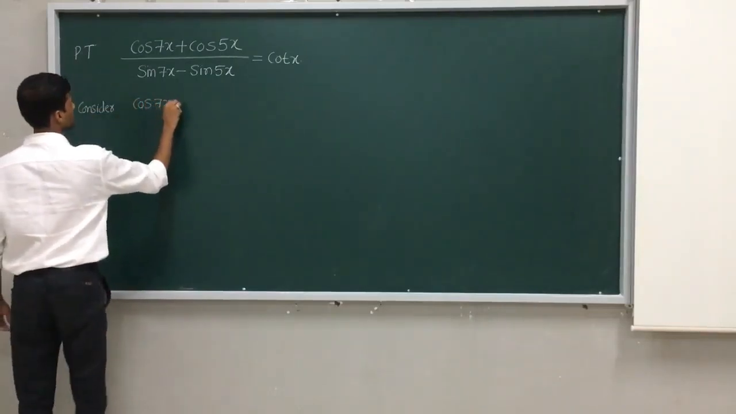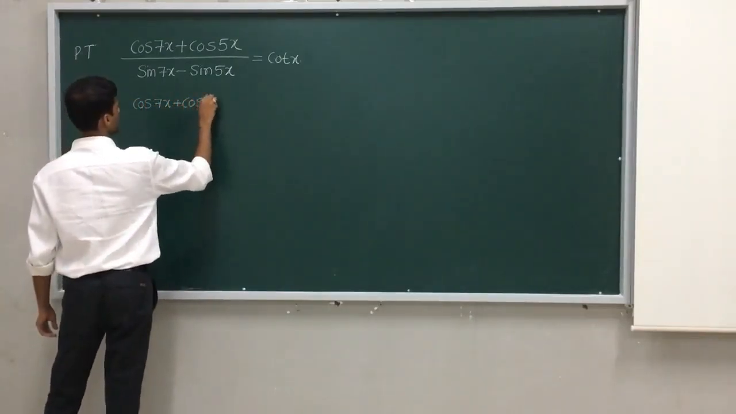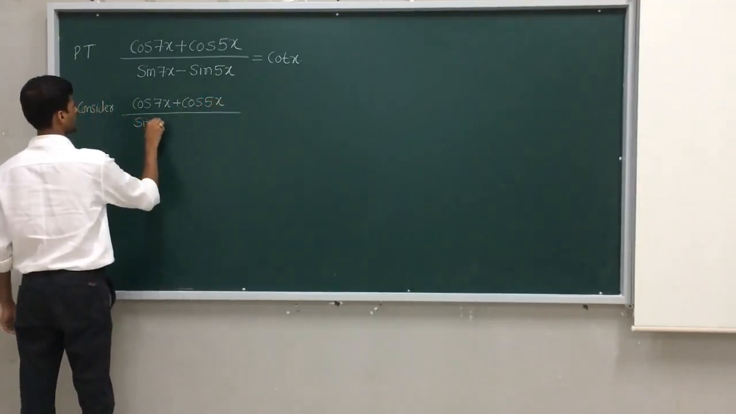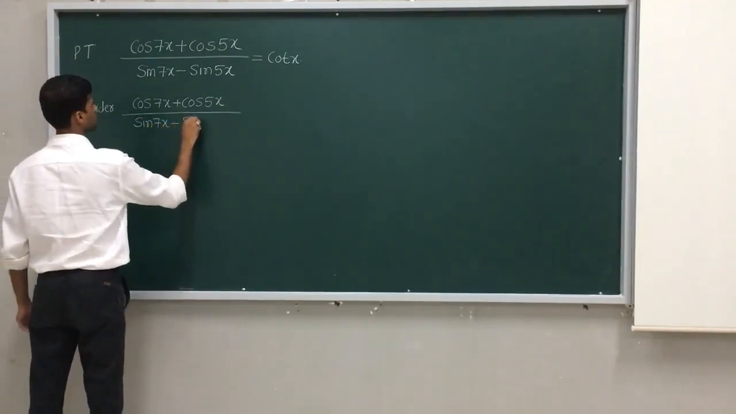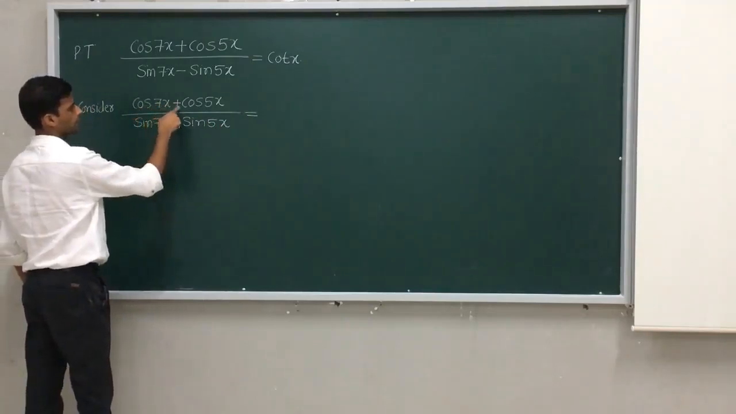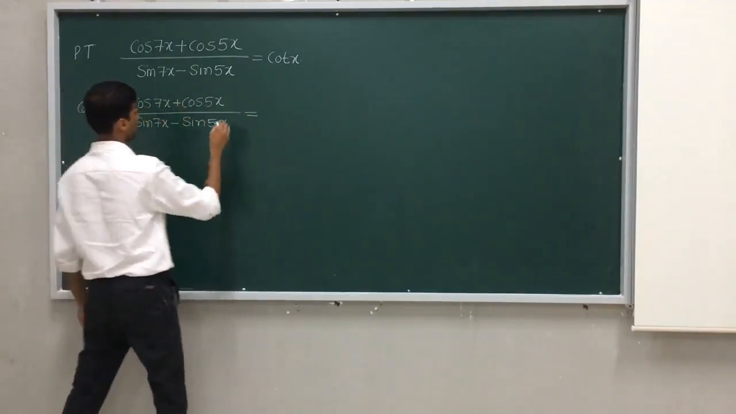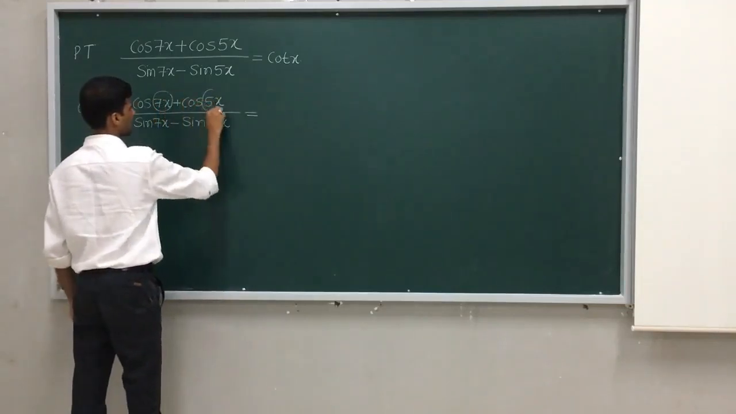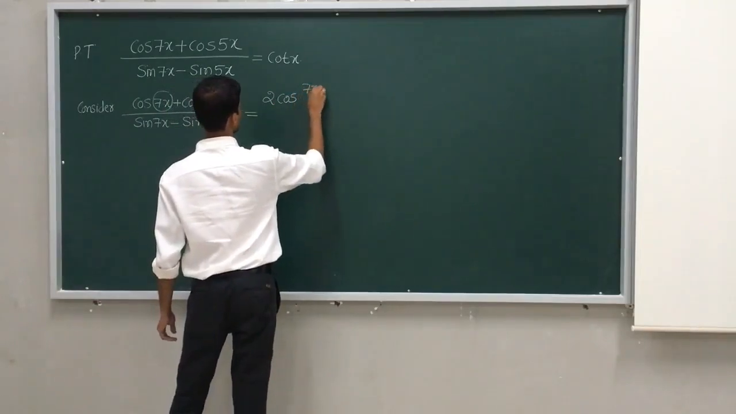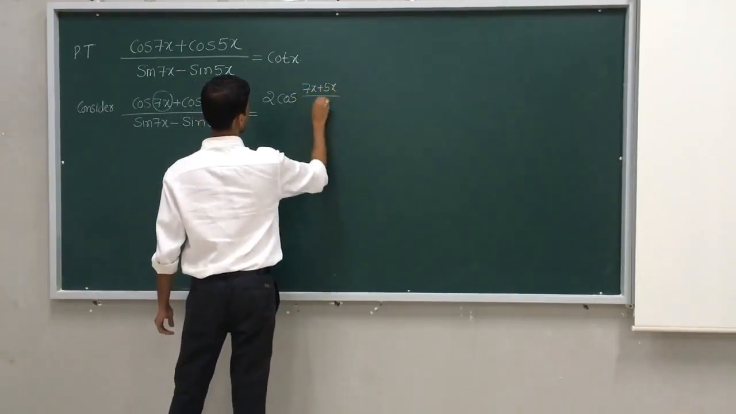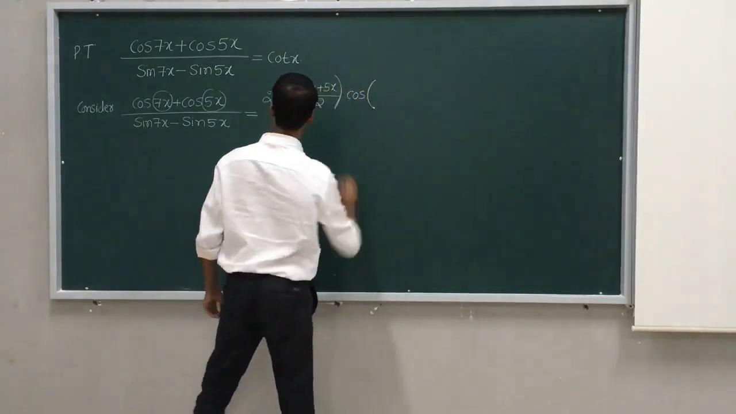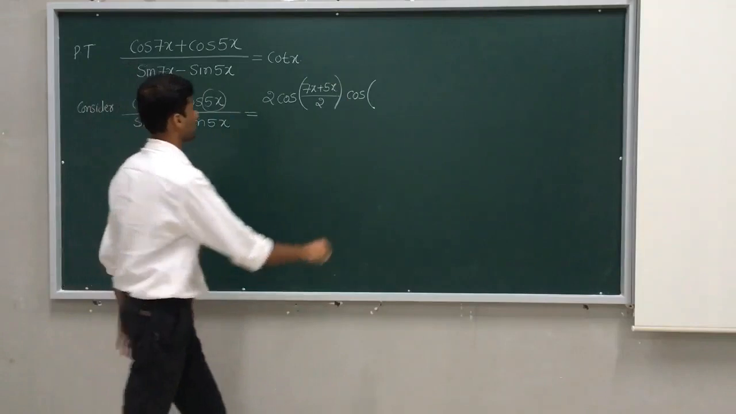Cos 7x plus cos 5x divided by sin 7x minus sin 5x. The numerator looks like cos x plus cos y. We all know cos x plus cos y, so the result is 2 cos of (x plus y) by 2, which is 7x plus 5x by 2, into cos of 7x minus 5x by 2.